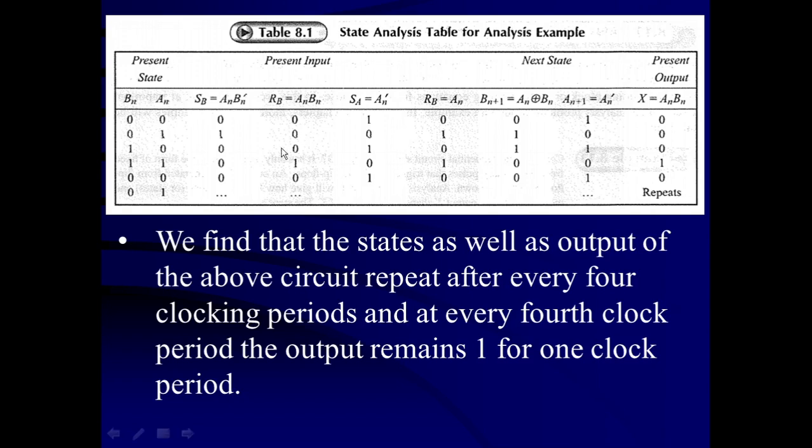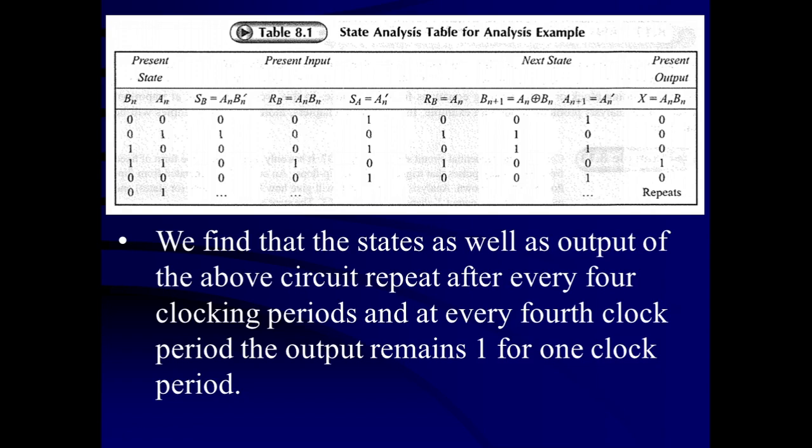Now the inputs for the flip-flop B, that is SB and RB. What is SB equal to? An and Bn dash. We can substitute from here. An is equal to 0 and Bn is equal to 0, so Bn dash is going to be 1. So 0 AND 1 is going to be 0 for the AND gate. So the SB input is going to be 0. What will be the RB input? An dot Bn, 0 AND 0, is going to be 0. So RB is going to be 0. These are the present inputs for the flip-flop B.